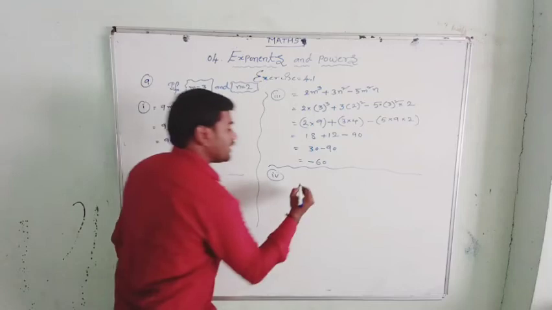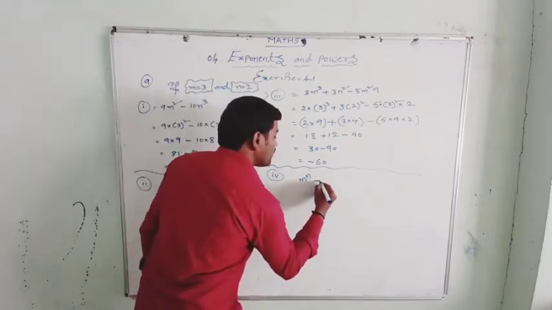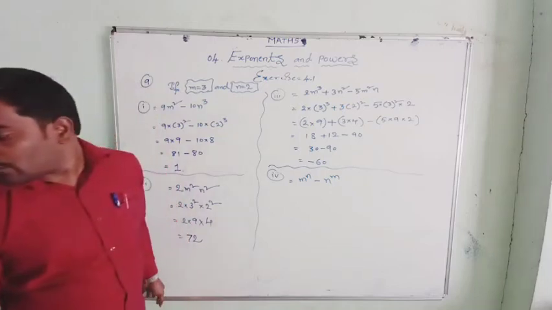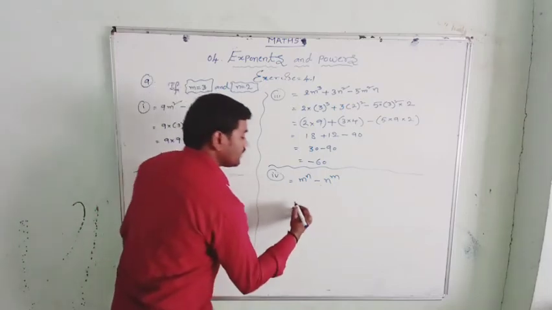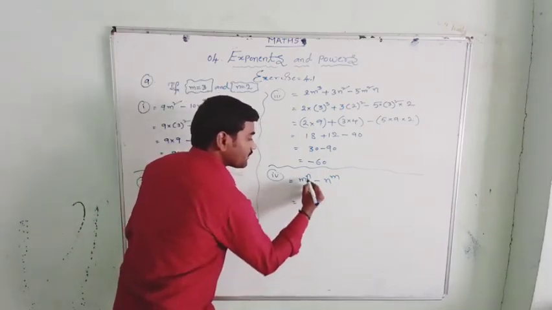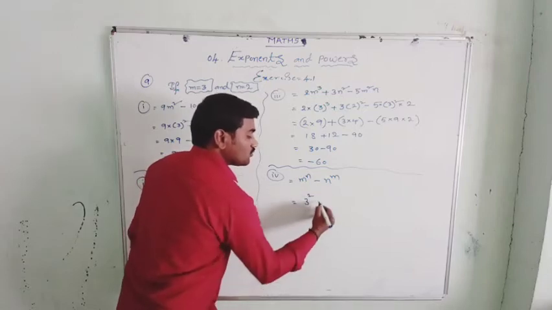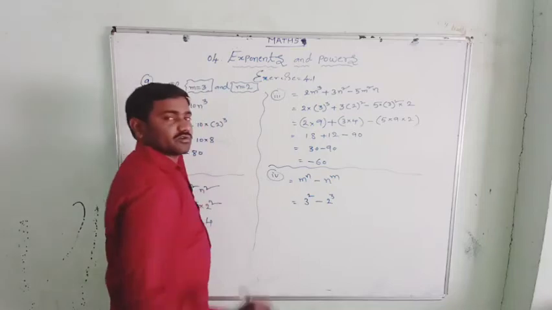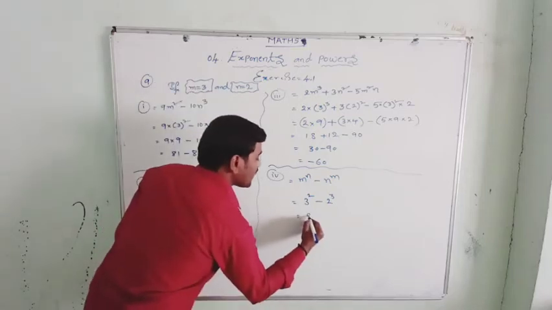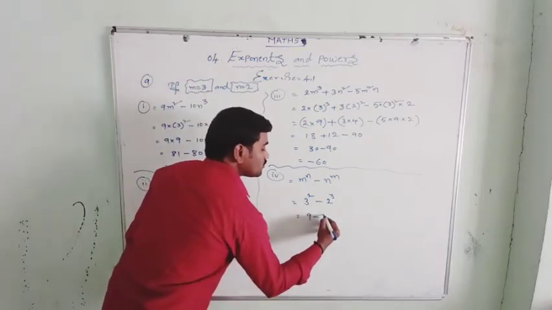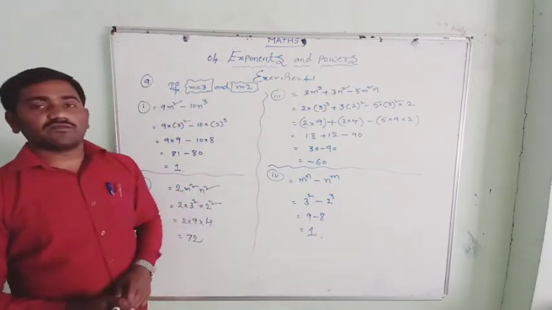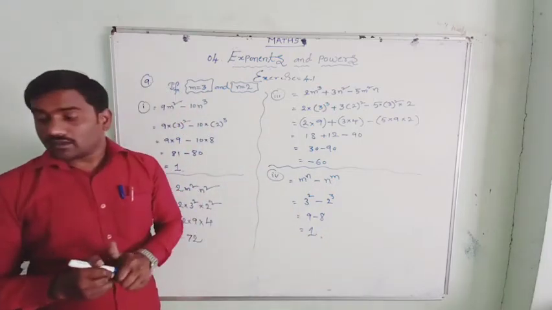So the fourth one, m to the power of n minus n to the power of m, where m value is what? 3, n value is 2. Only substitute properly. Thus 3 square is 9, 2 into 2 into 2 that is 8, that equals 1. Simplified. Hence it is completed.